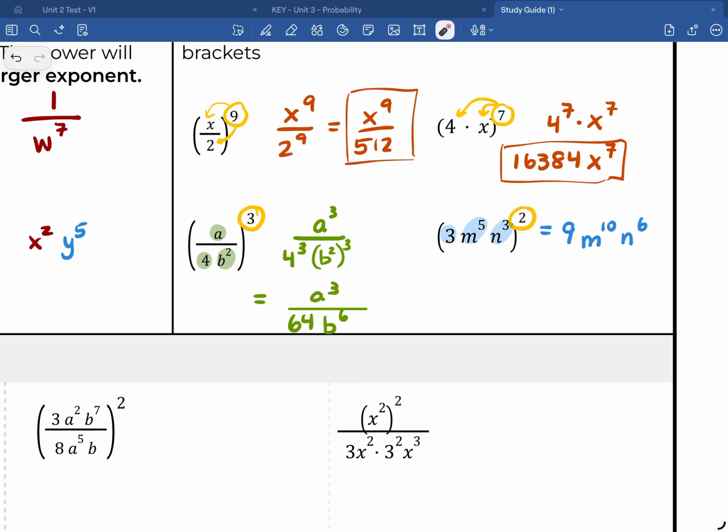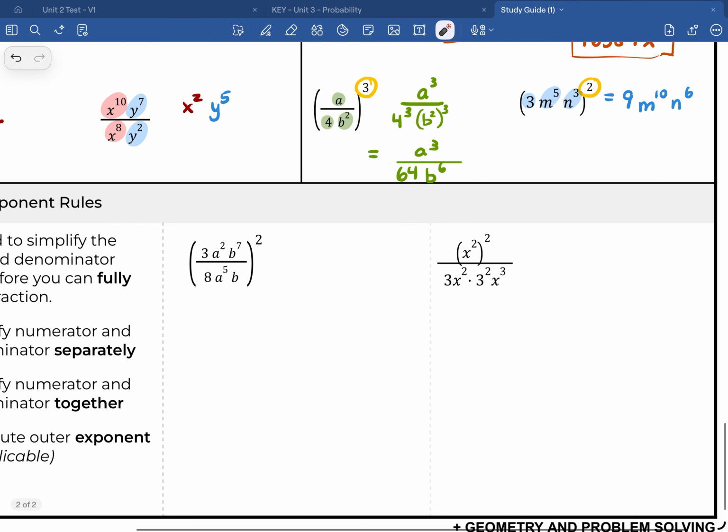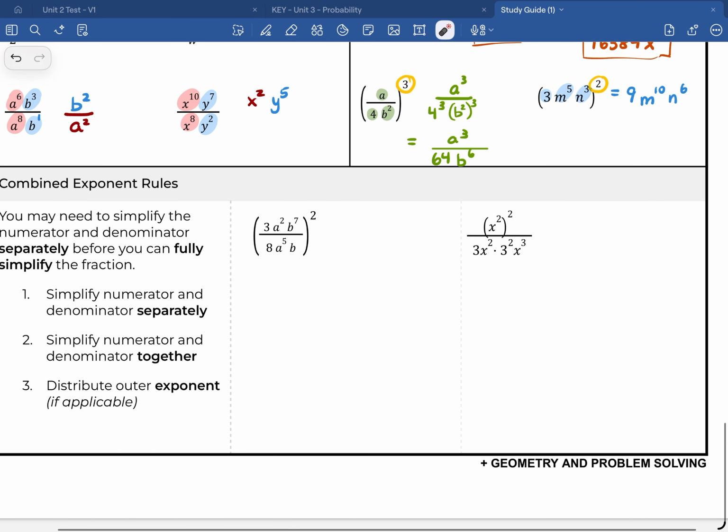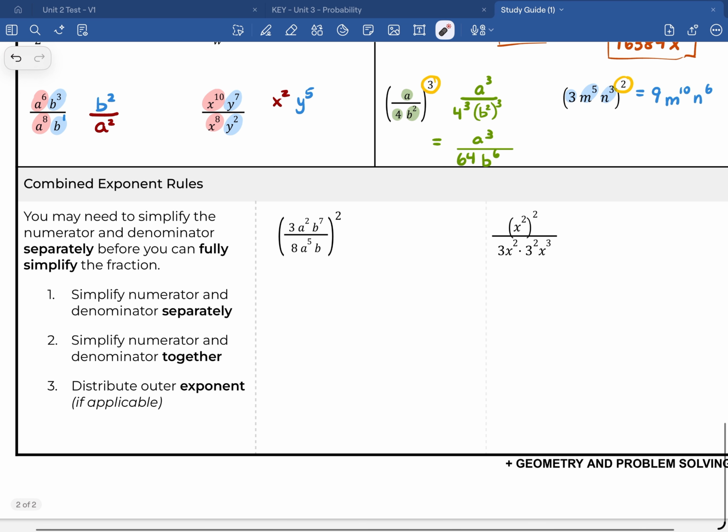Any questions? Okay, our last section here is the combined exponent rules, where we're taking all of those rules that we've talked about before and now joining them together in these kind of super fractions, lots of exponents, things going on. The goal here is that we want to simplify the numerator and denominator separately if possible. Then we simplify them together, so up and down when they go to battle, and then distribute the outer exponent. Our final steps will always be evaluating numerical bases if possible.